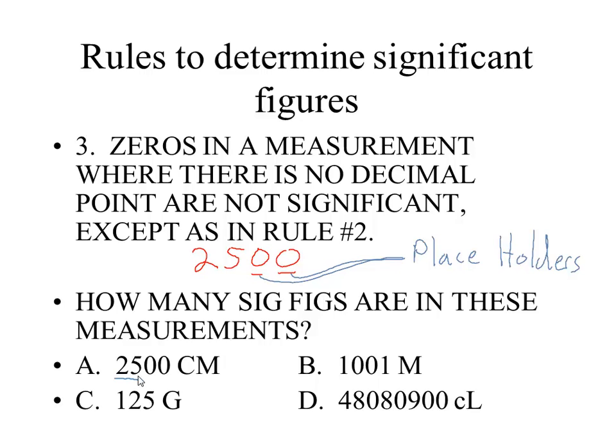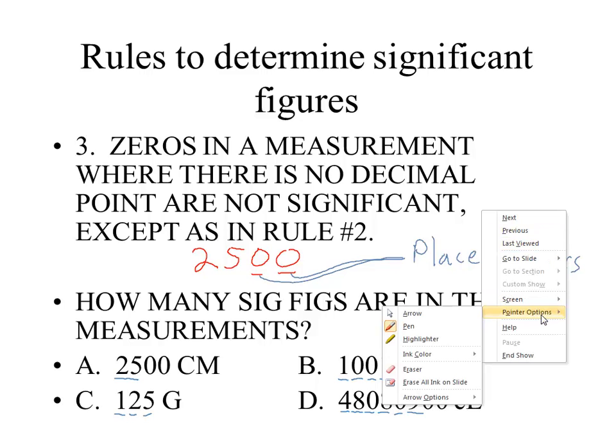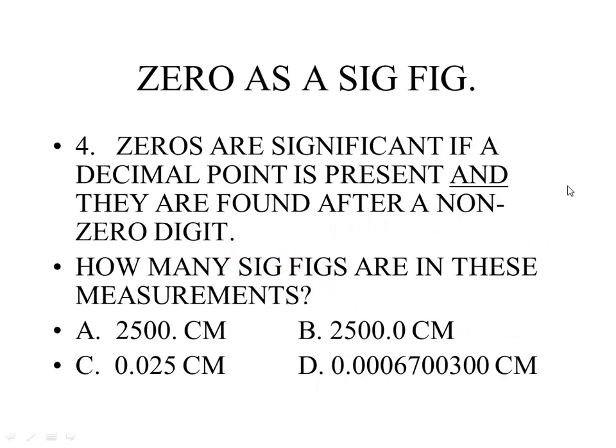Okay. How about this one right here? Shelby, how about this number? 1,001 meters. 4. You're right. Saul, how about 125 grams? 3. And lastly, Eli, how about this one? Let's go through. 1, 2, 3, 4, 5, 6. Yep, you got it. Nice. Let's move on, and we'll POGO in a minute.